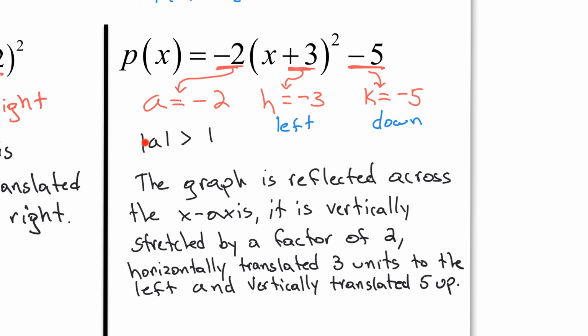If this one here is less than 1, then we say vertically compressed by a factor, but right now it's greater than 1. H tells you it's horizontally translated 3 units to the left, and notice I didn't put -3 because the word left, that's what the negative means. The negative means to the left. And vertically translated 5 units up. Down. It is translated 5 units down because it's a -5 right here. So we go down. At the beginning I put the word up here, but that's a mistake. It should be down because your K value is -5. So it is vertically translated 5 units down.